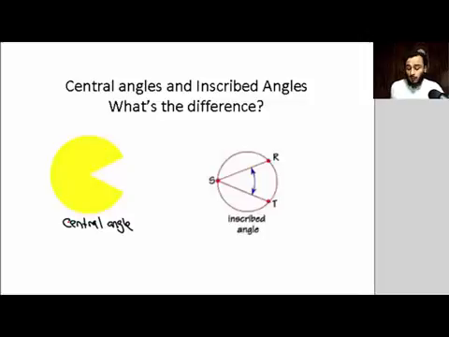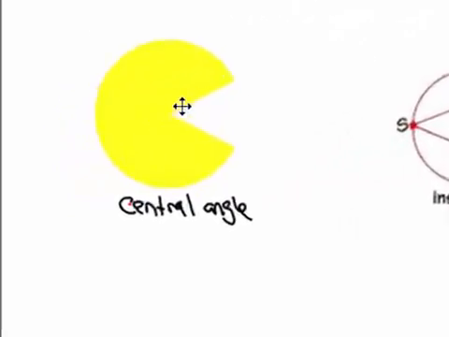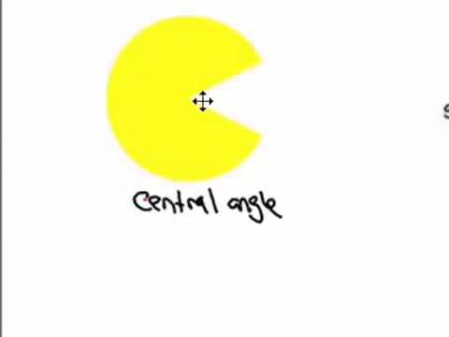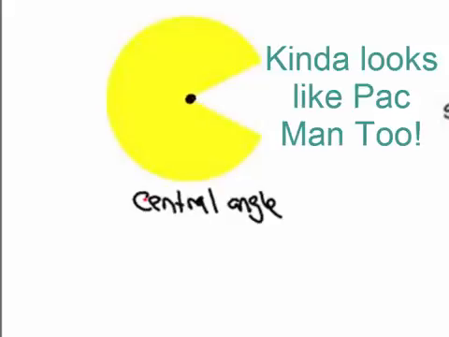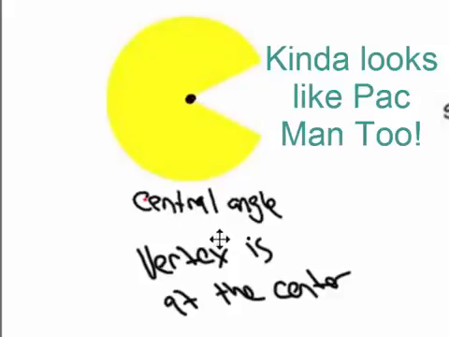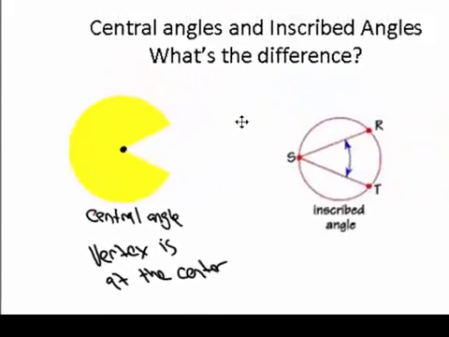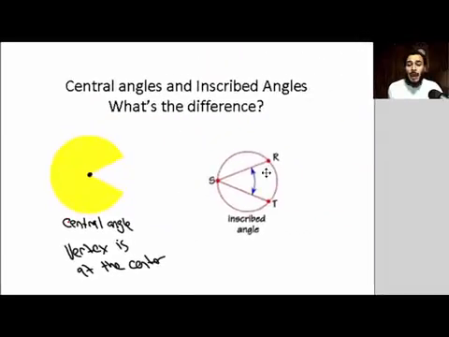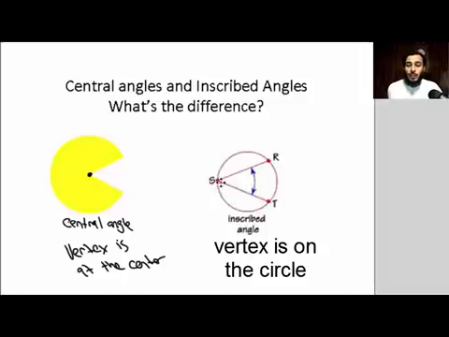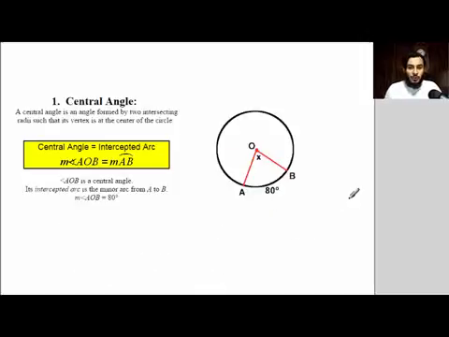What's the difference? So essentially, a central angle has a vertex at the center of the circle. So that's why it's called the central angle, because the vertex is at the center. An inscribed angle has a vertex on the circle. So you'll see that point S is on the circle. So let's dig a little deeper with the central angle.